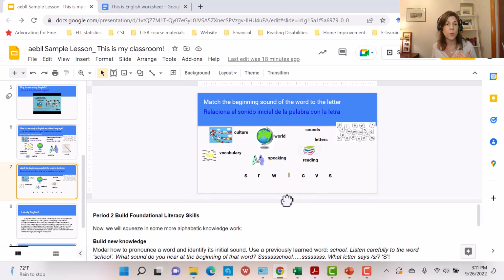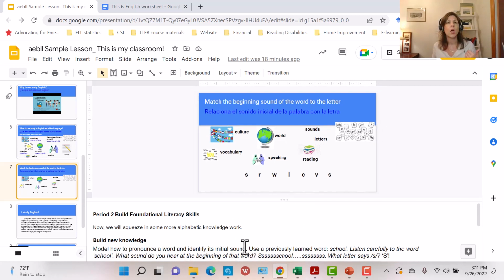Let's model this for them with a word that they already know. Use a previously learned word, school. Okay, so listen carefully to the word, school. What sound do you hear at the beginning of that word? Here, I would really translate the word sound into their home languages. ¿Qué sonido oyes? Or if you have Arabic speakers, Chinese speakers, use Google Translate and just give them that translation of the word sound so that they can figure out what you're asking them.